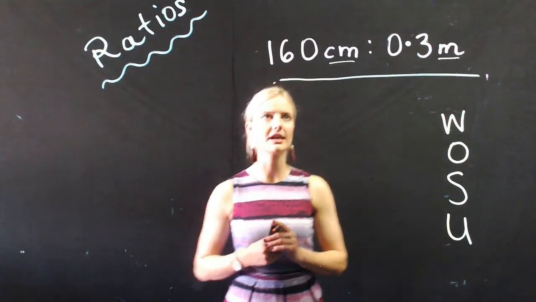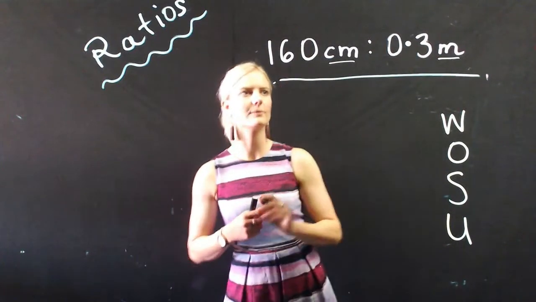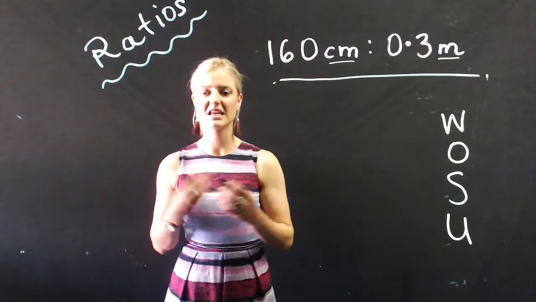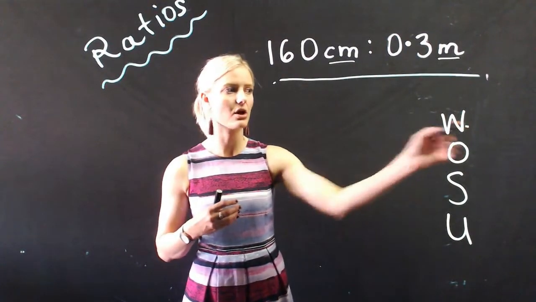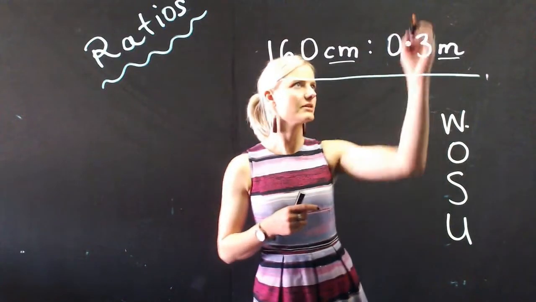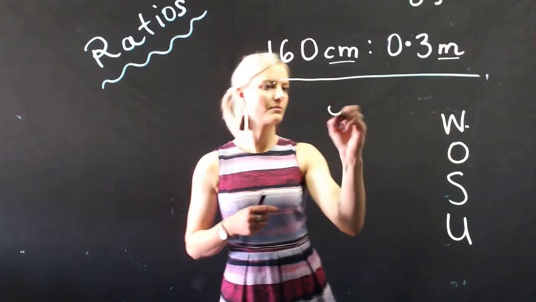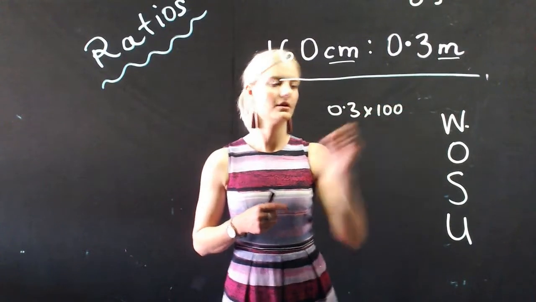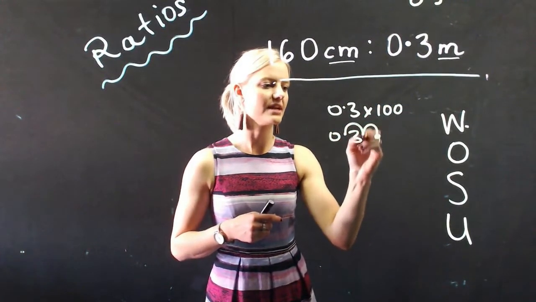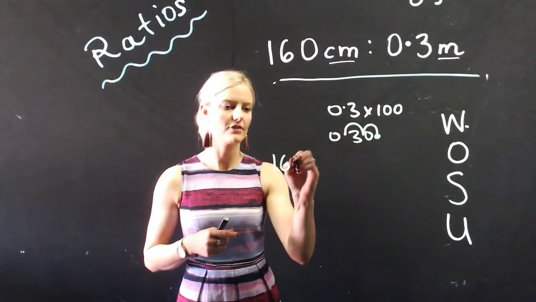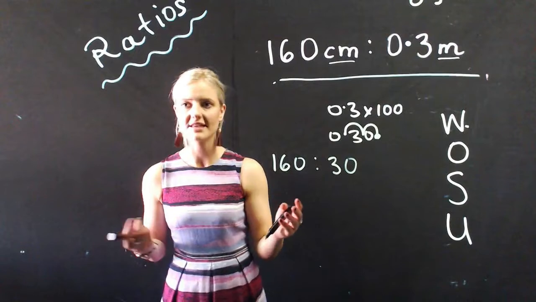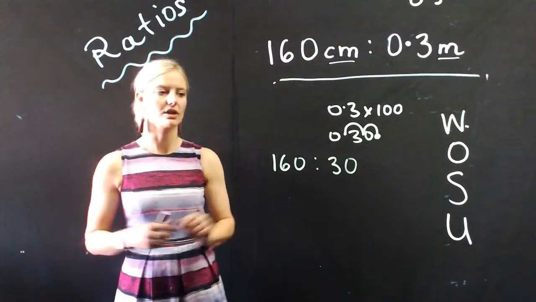Looking at this ratio above us, we've got centimetres to metres, we need to make them the same. At the moment, 0.3 metre, that's a decimal, and we don't want decimals, we need them to be whole numbers. So let's change 0.3 metres to centimetres, 0.3 times 100. There's 100 centimetres in a metre, 0.3, jump the decimal twice, that's 30 centimetres. We have allowed for the units to be the same, 160 to 30. And we don't need to write centimetres because the units are now the same, we can remove them.